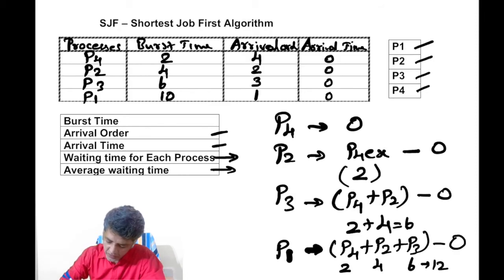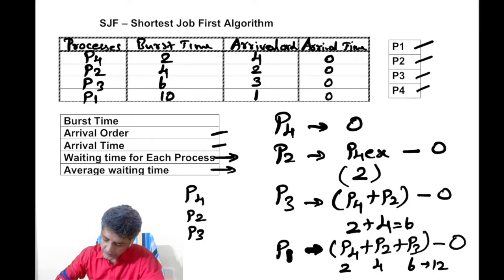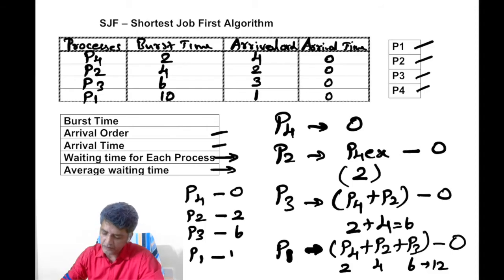Now, how can we write the waiting time? So the waiting time is for P4, P2, P3, then P1, right? So here the waiting time is 0 for P4, P2's waiting time is 2, P3's waiting time is 6, then P1's waiting time is 12. Now what we need to do is calculate the total waiting time. Only then can we calculate the average waiting time for the whole schedule, right?